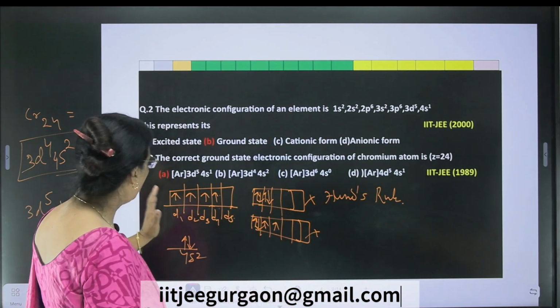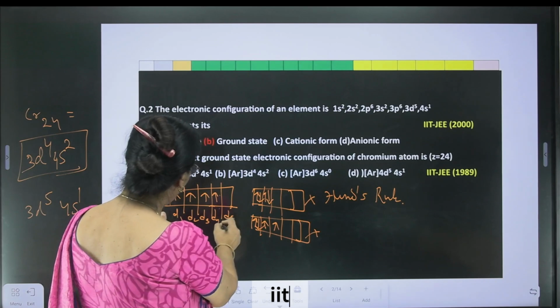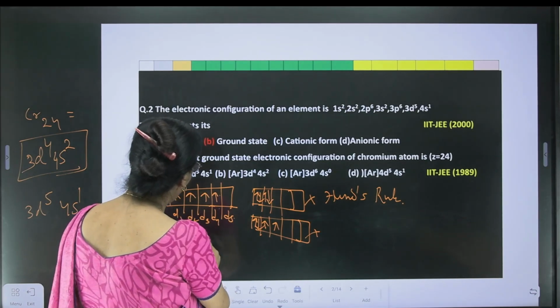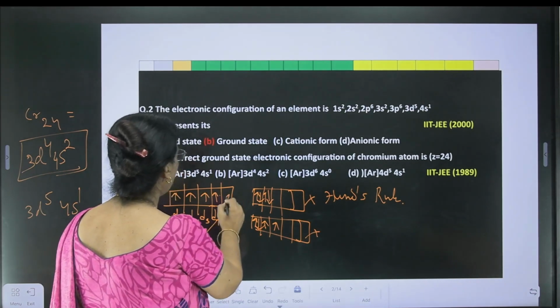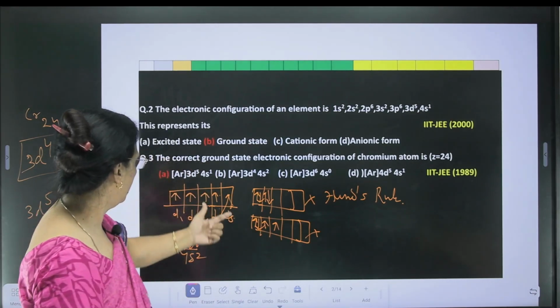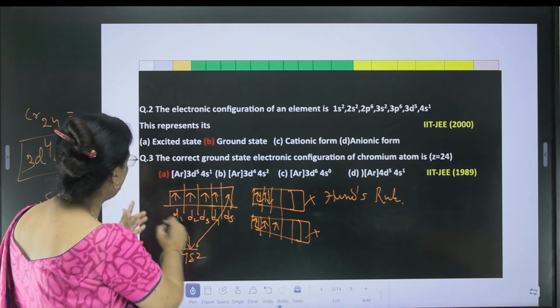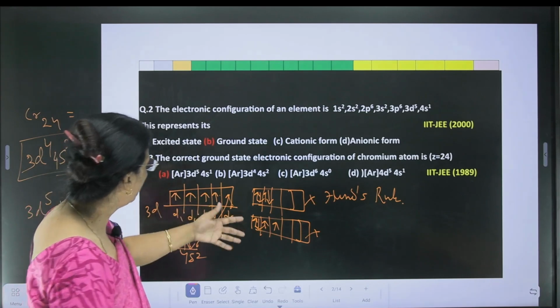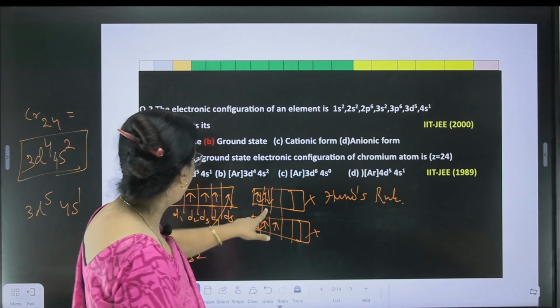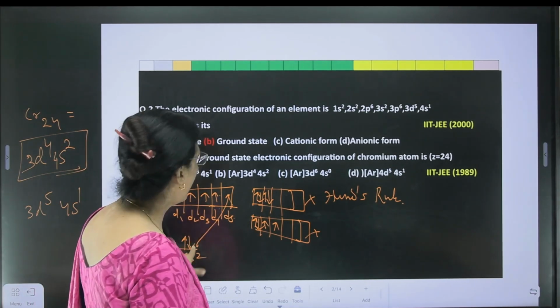Now, this is the 3d4 system, this is the 4s2 system. If one electron from the 4s comes to the higher 3d orbital, then the electronic configuration will be 3d5 and 4s1.